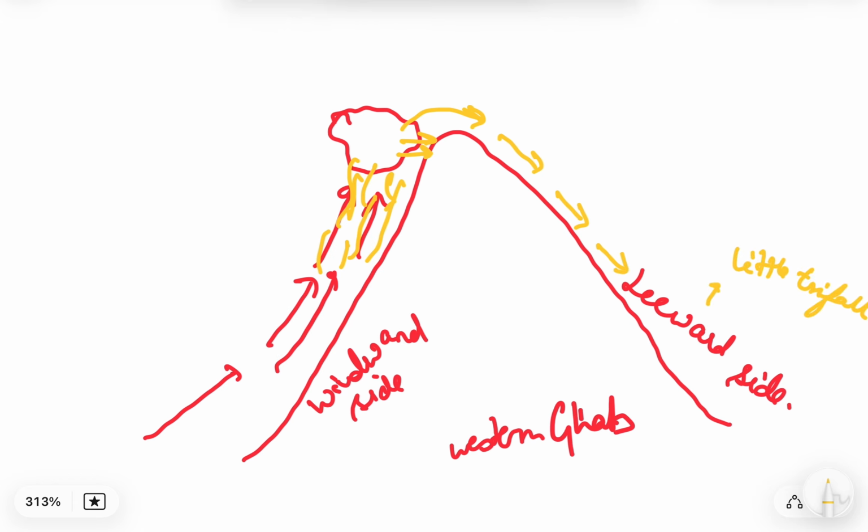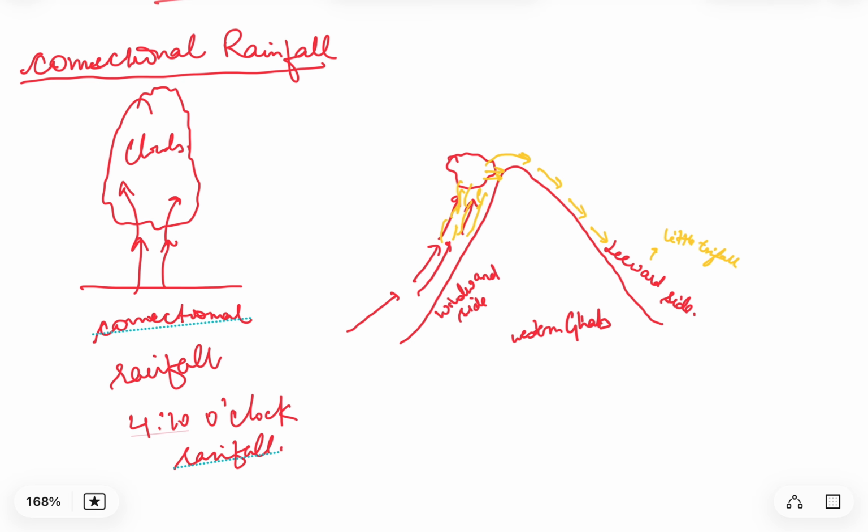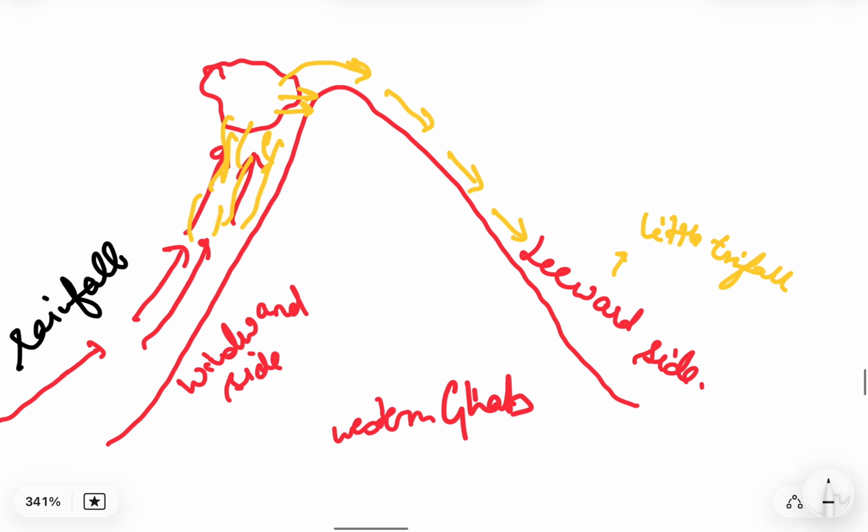In the case of the windward side, air will ascend, expand and form clouds. So here we have the rainfall. And in the case of the leeward side we have less rainfall. The region on the leeward side that receives less rainfall is known as the rain shadow area.